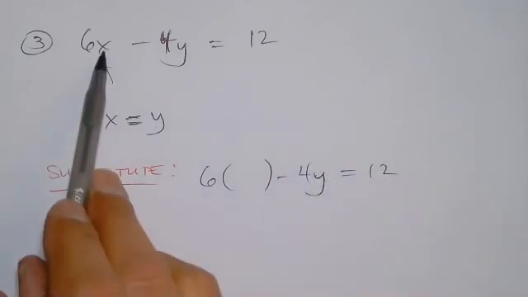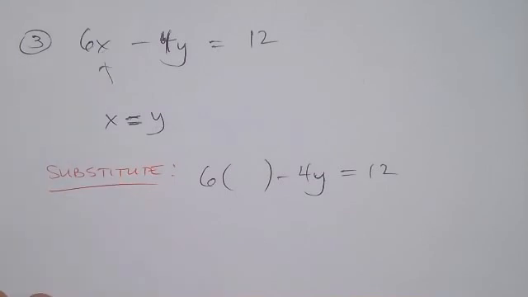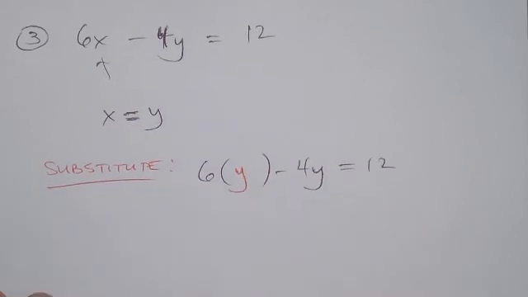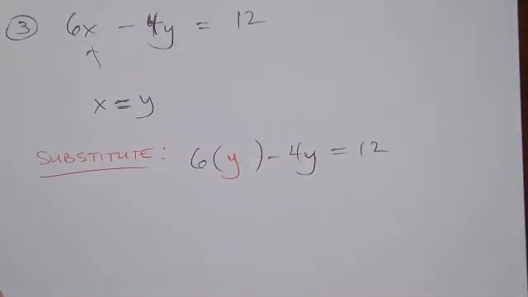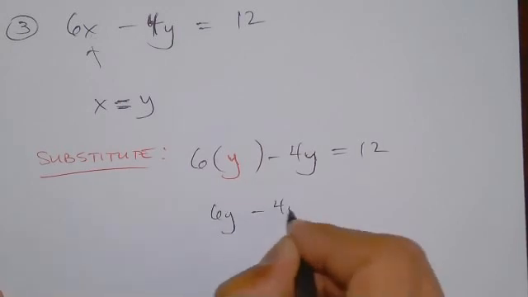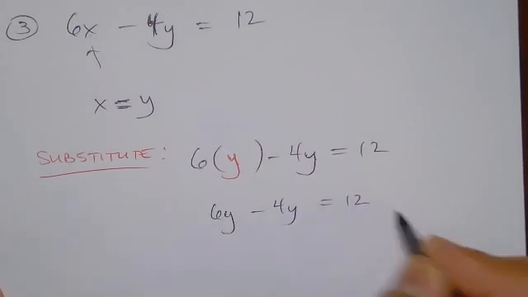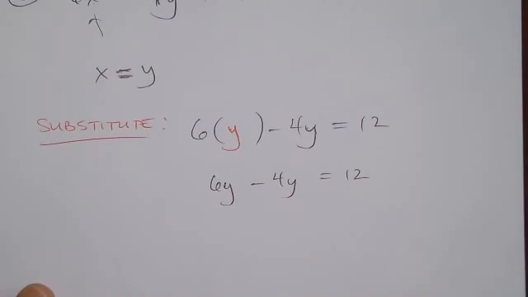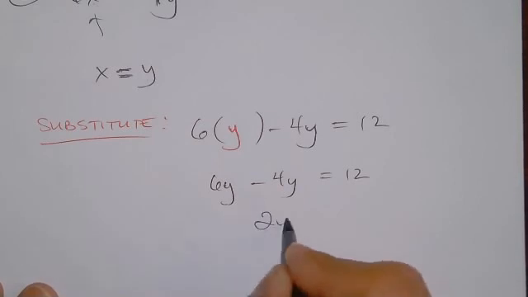That's going to be 6 times something minus 4y equals 12. But instead of this x, just change it to a what? This x is going to be what? Y? Yeah. And now that's going to say what? Oh, 6y take away 4y is equal to 12?